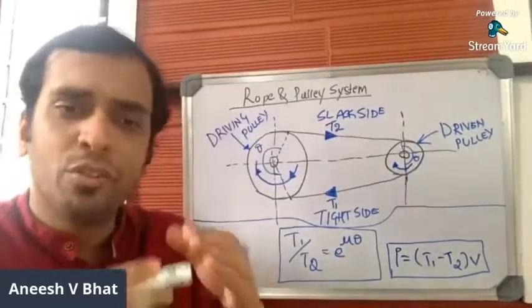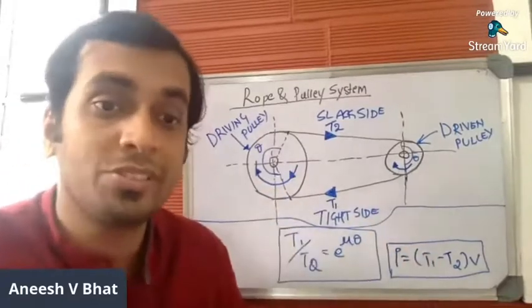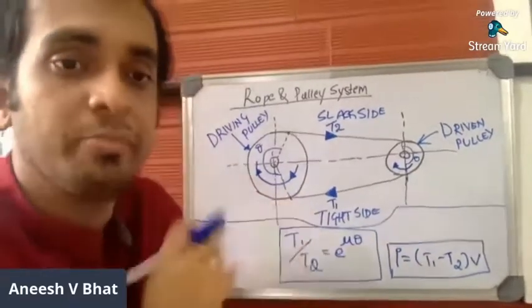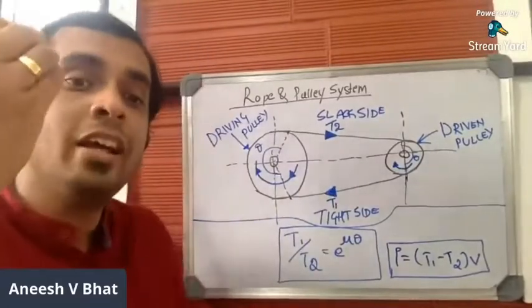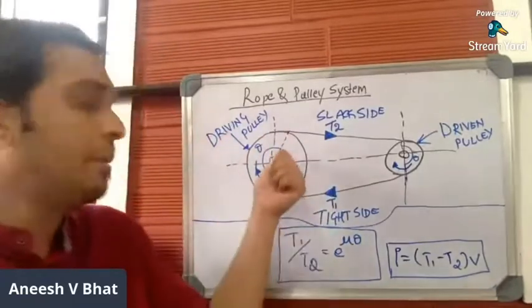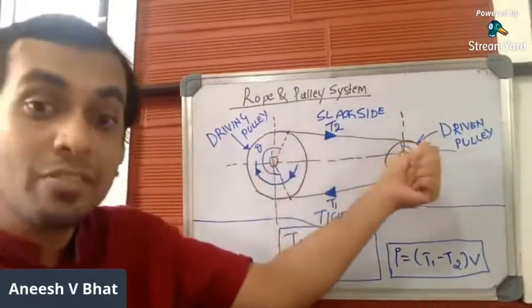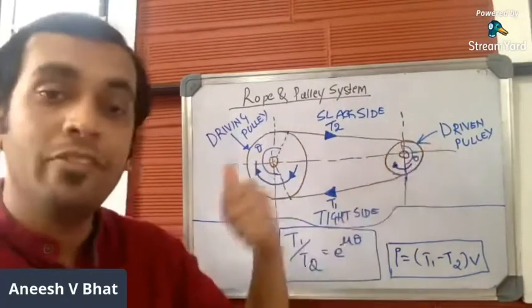So before going through the concept of friction which is involved in rope and pulley system, let us try to understand the rope and pulley system in detail. In a rope and pulley system, we'll be having two types of pulleys. The first type is driving pulley and the second type is driven pulley.